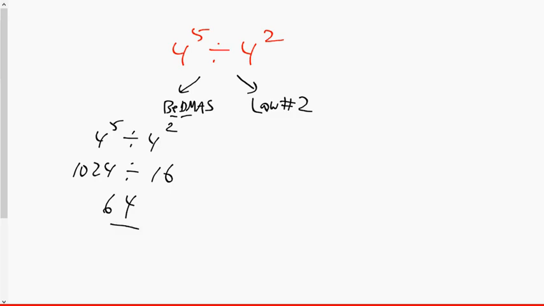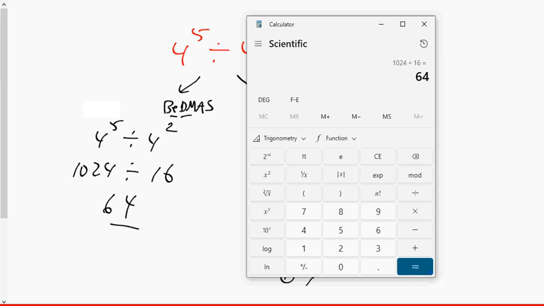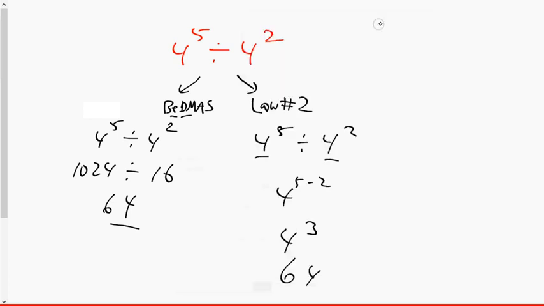If we use the law for division, it says when you have division of 2 powers that have the same base, keep the base and subtract your exponents, which will give us 4 cubed, which in standard form, you guessed it, is 64. If you don't believe me, just take your calculator, go 4 xy 3, and it's 64. So there's question 1 done using both BEDMAS and law number 2, and you get the same answer.